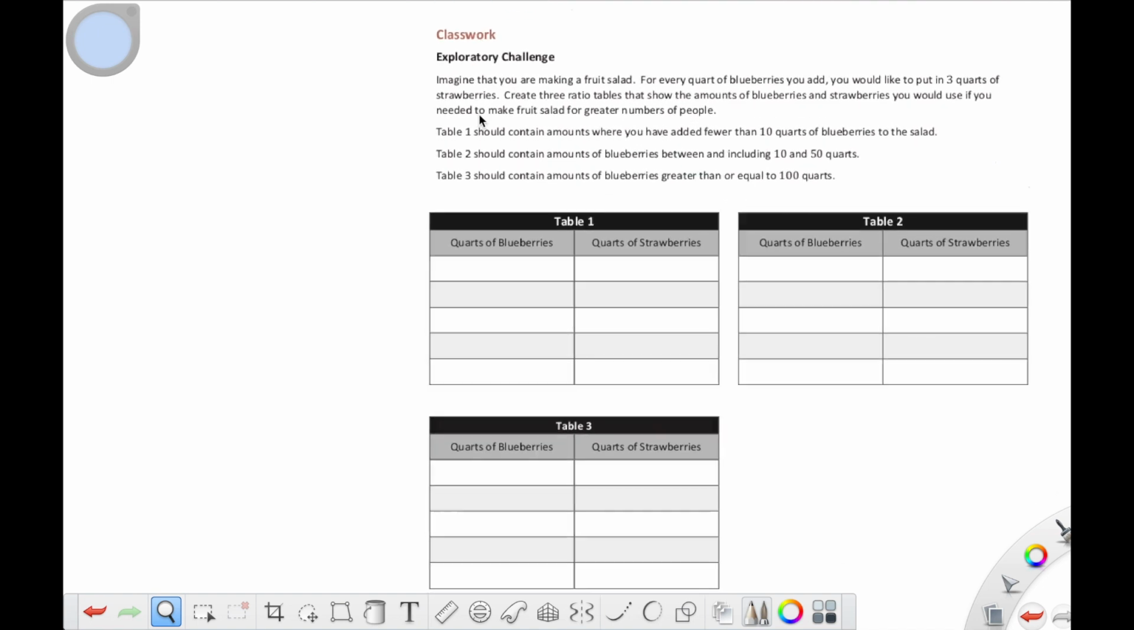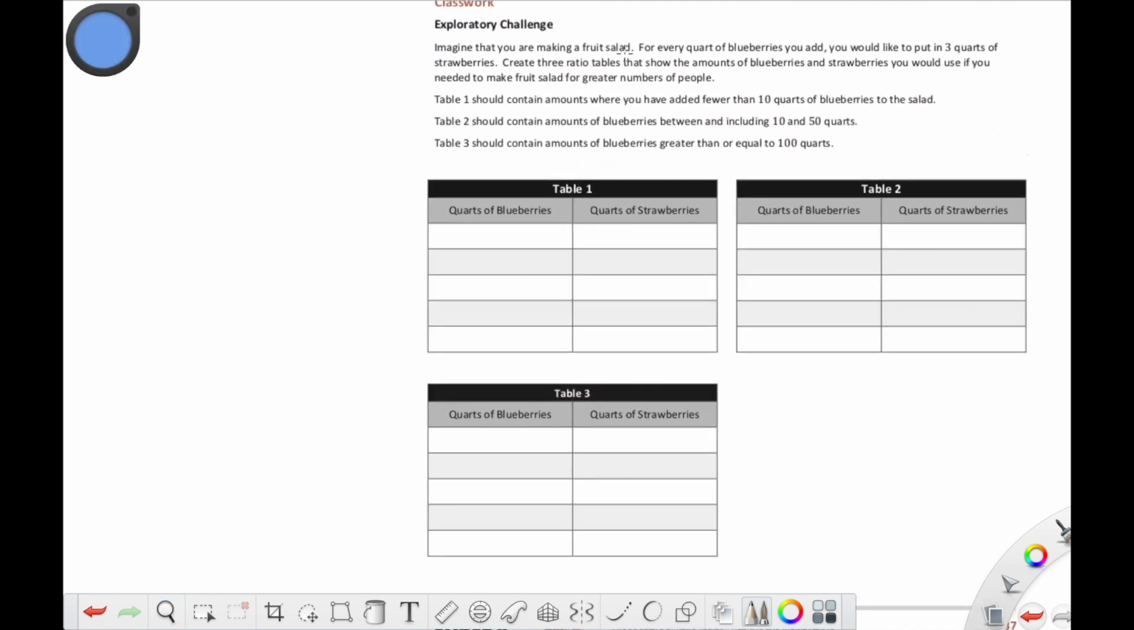All right, so let's fill this table in. It says, imagine that you are making a fruit salad. For every quart of blueberries you add, you would then put 3 quarts of strawberries. So let's fill this into table 1. Actually, we should probably read all the directions first.